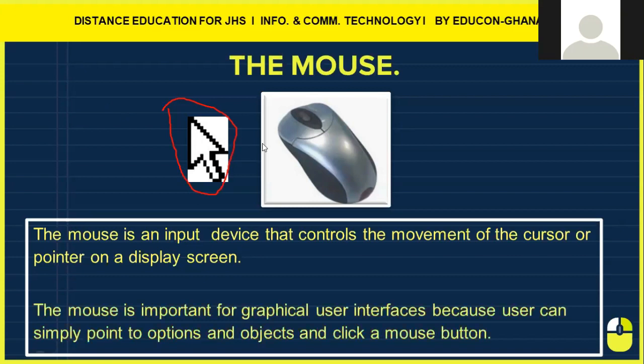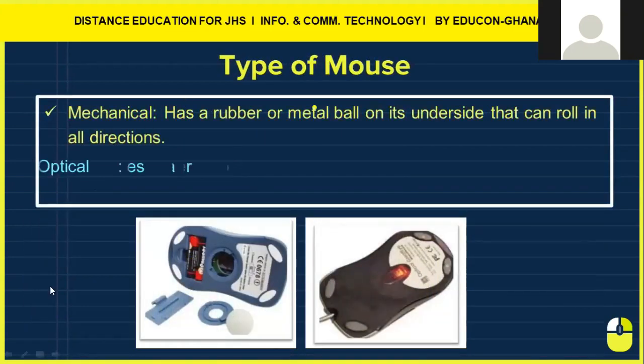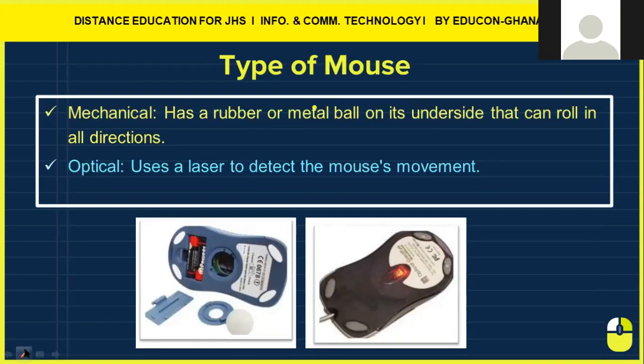Let's look at the types of mouse that we have. So we have the mechanical mouse, then the optical mouse.